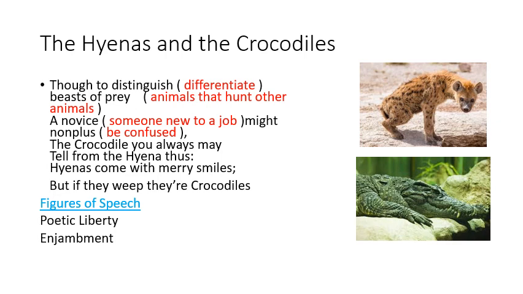The poetess has taken poetic liberty and written a novice nonplus instead of novice might be nonplussed because this rhymes with thus. Then she has also used enjambment, that is continuation of sentence to the next line. Though to distinguish beasts of prey, a novice might nonplus. The crocodile you always may tell from the hyena thus.